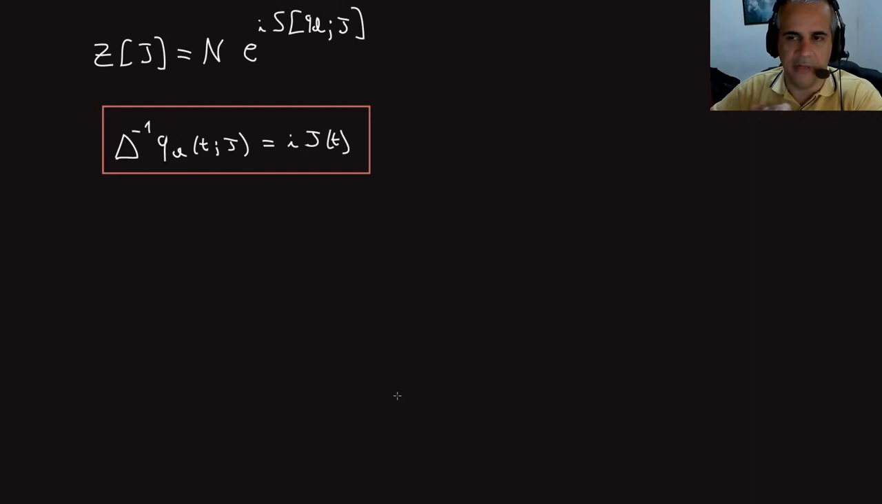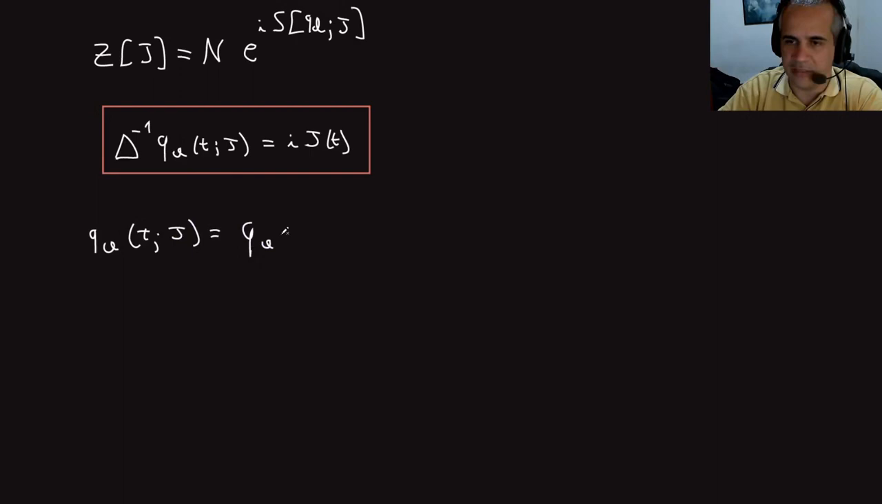But I can find formal solutions to this, right? Just by writing this Q classical of t in the presence of sources as the Q classical of t in the absence of sources. So what does that mean? That means I extremize the action without the sources. So it's the same equation here, but with zero on this side. The solution of that would be this guy, right? Plus i Δ J of t, right?